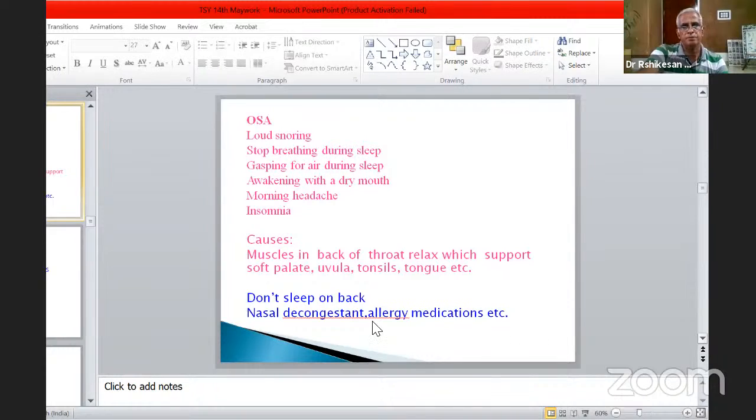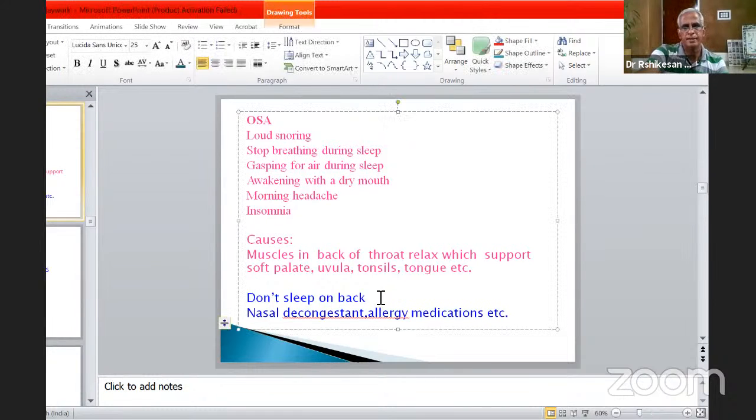Then this sleep apnea, in yoga therapy, we can very clearly address with pranayamas and other practices. The cause of sleep apnea is that the muscle at the back of the throat is getting relaxed and it is getting obstructed. Conventionally, decongestants and some allergy medications are given, otherwise surgical and other things. But this will not address the root cause.